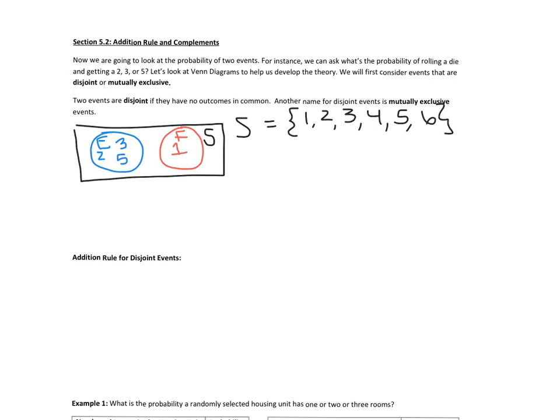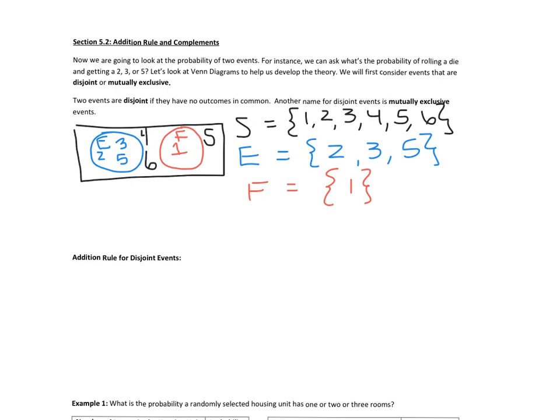Event E was getting a 2, 3, or 5. And then event F was getting a 1, rolling a 1. Okay, and then we also like to label what's not in an event, what's left over in the sample space. So 4 is not in an event, but it's still in the sample space, so we'd want to represent it. And then 6 is not in an event either, but it's still in the sample space, so we'll just write it outside the events.